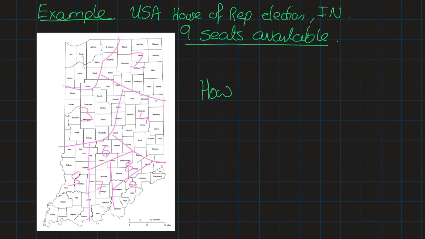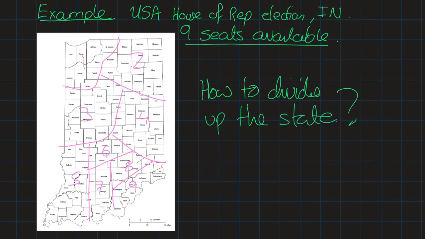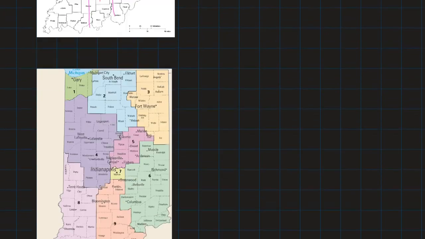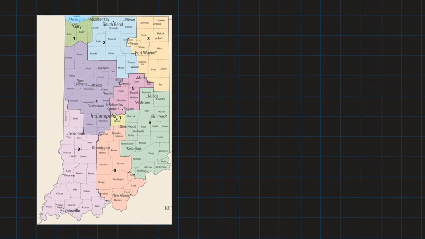So, how to divide up the state, right? Where to draw these lines? I drew these lines pretty randomly, but there has to be some sort of sensible way of doing this. Well, this is what the official districting looks like in Indiana, okay? This is the official districting for Indiana.